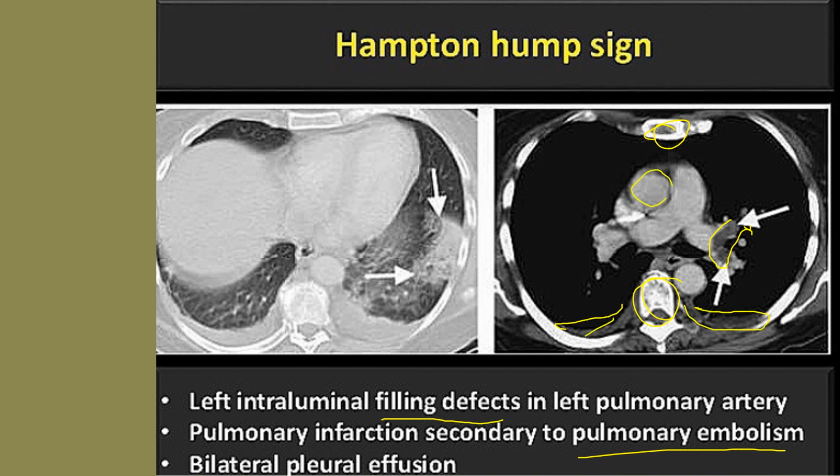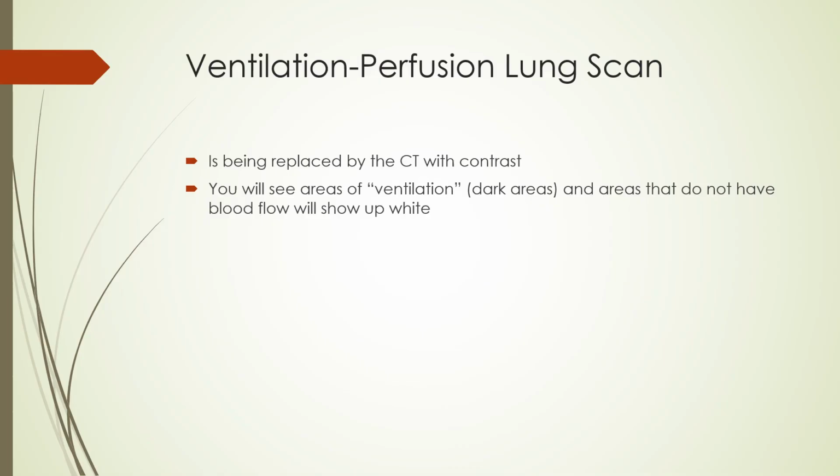Here's the ascending aorta. Here's the descending aorta. And then this is the pulmonary artery that we're looking at here. So the Hampton hump sign is right there, and you see on the left part of it, you see all that subsequent atelectasis and collapse of tissue, all that bad edema, consolidation, all that bad stuff, because that area just has no blood flow anymore and it's dying.